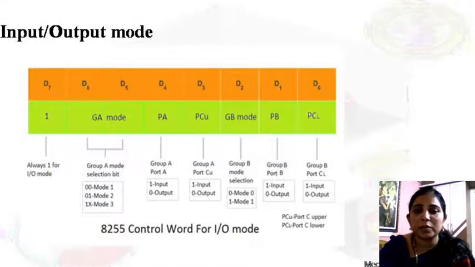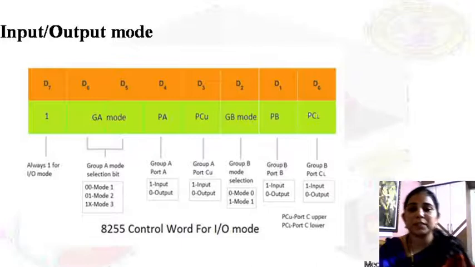This is the control word register for IO mode, and this control word register is also 8-bit. As we have discussed previously, D7 is 1, which means it is working under IO mode. It has to be 1. If it is 0, as we have discussed, it means it is working in BSR mode. But here, as we are discussing input output mode, the D7 bit is 1. Let's see what about the other bits.